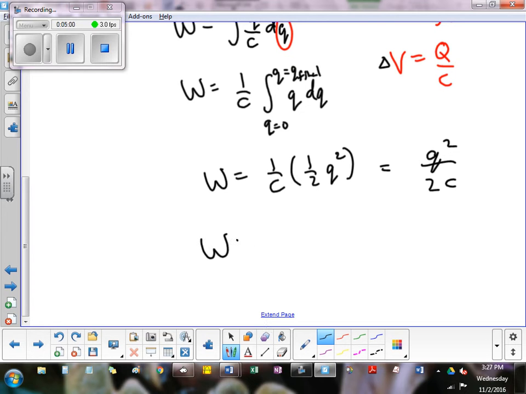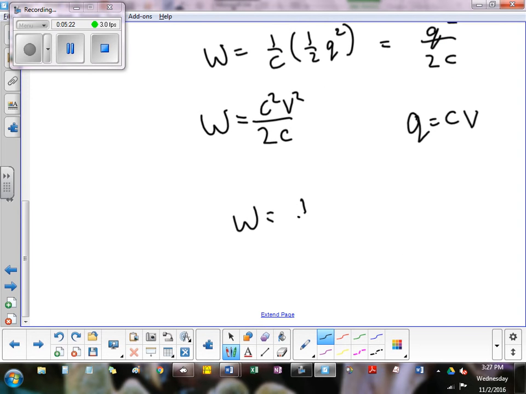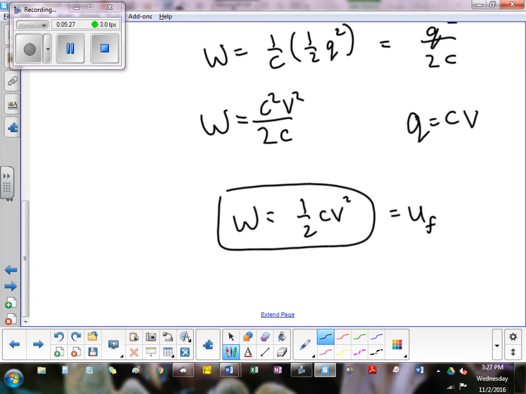Now, if this is our work, we could go back and rewrite this a couple times. So Q is equal to CV. That's another way to write it. So you could put C squared V squared on top over 2C. And a nice way to write this, which I really like a lot, is 1/2 CV squared. Here's the reason I like this so much. This is basically the work or the change in potential energy, and it's basically also the energy, potential energy stored in the field, as we'll learn in a minute.